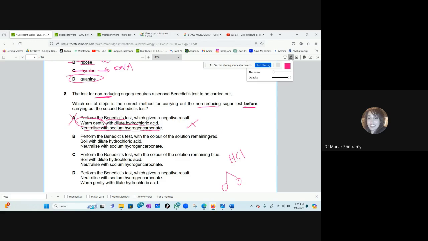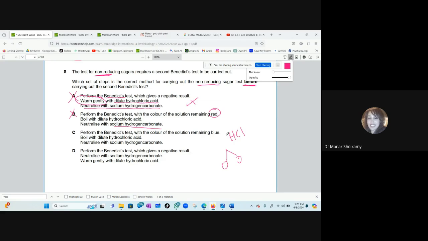B. Perform the Benedict test with the color of the solution remaining red. Boil with hydrochloric acid and then neutralize with sodium hydrogen carbonate. B is right or wrong? Wrong, because the Benedict test will give me a negative result. It will not be red. C. Perform the Benedict test with the color of the solution remaining blue. Boil with hydrochloric acid and then neutralize with sodium hydrogen carbonate. Is this right or wrong?